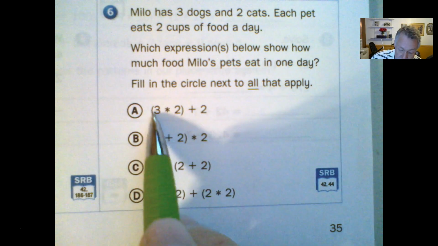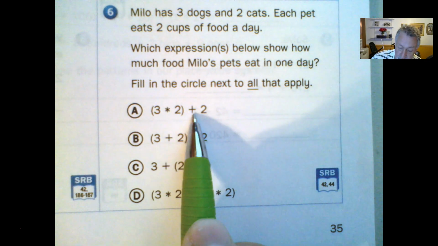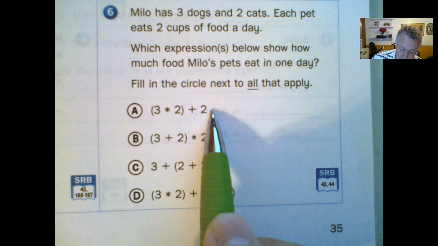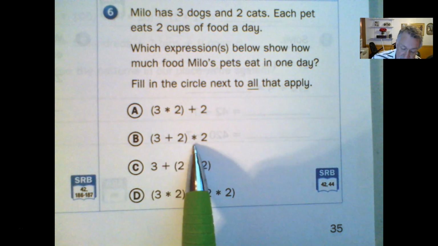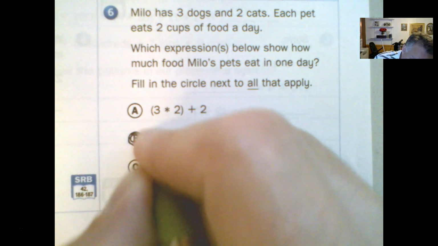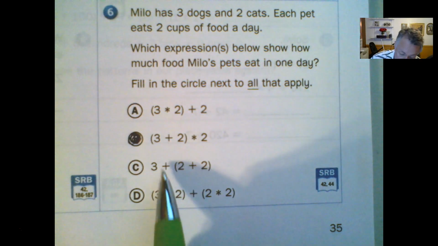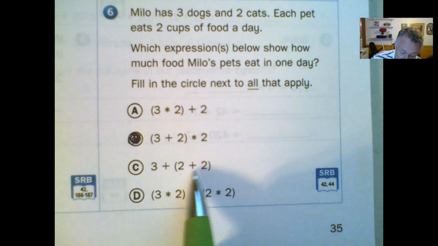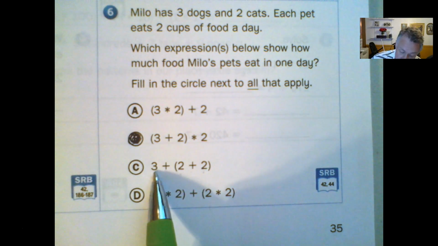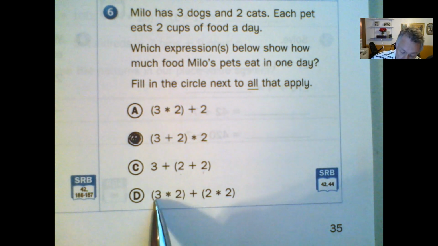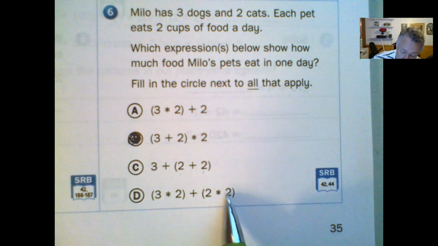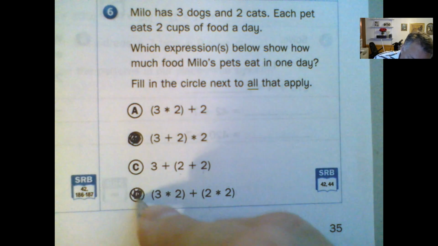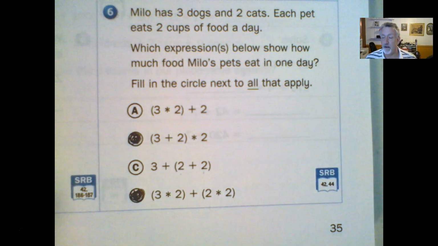Okay, so 3 times 2 is 6, and 6 plus 2 is 8, does not equal 10. 3 plus 2 is 5, 5 times 2 is 10. I'll give that one a check or a circle. 2 plus 2 is 4, plus 3 is 7. That does not work. And 3 times 2 is 6. 2 times 2 is 4. 6 plus 4 equals 10. That is another way I could look at that problem. All right, there you have it.